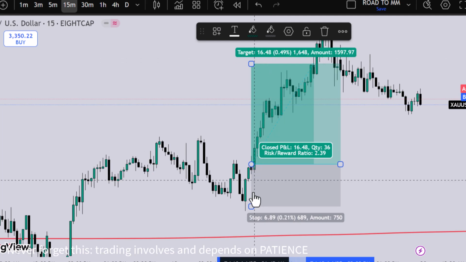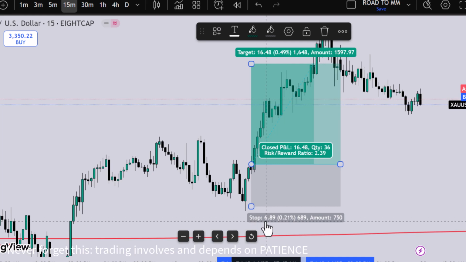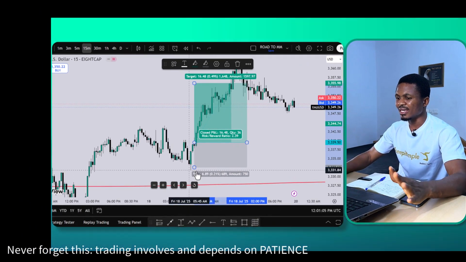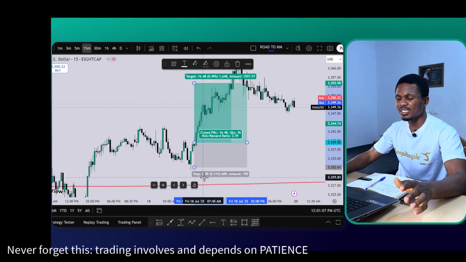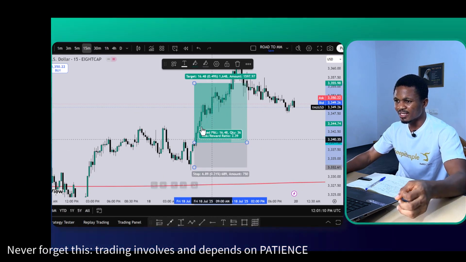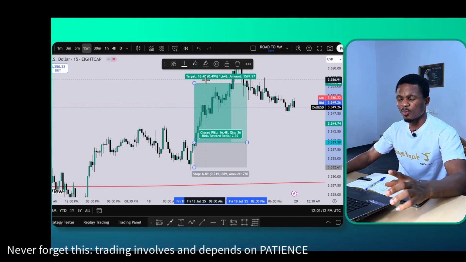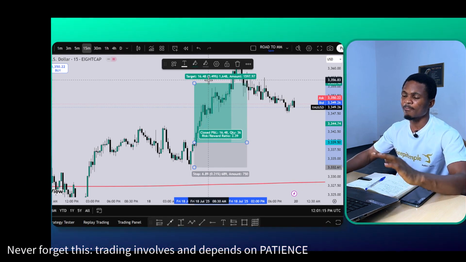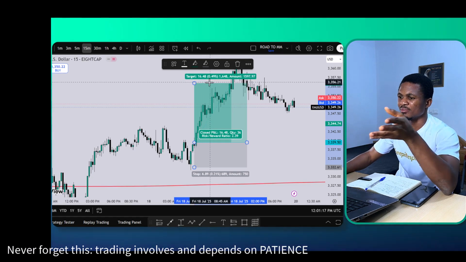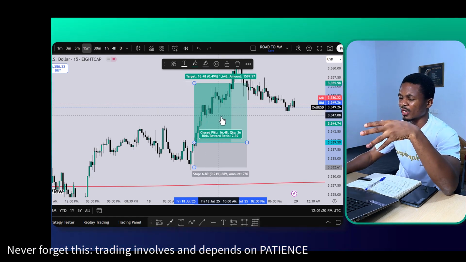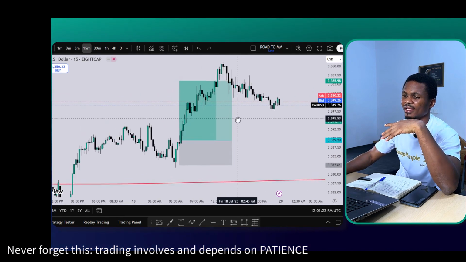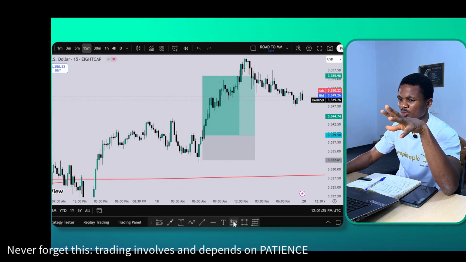All right, and when you come to the bottom, the stop loss, which is 6.89, it's equivalent to 68.9 pips. That is what you need to know. So in this case, you are risking 68.9 pips to gain 164.8 pips. That is the basic way for you to get the pips using this long position tool on TradingView. Let's assume you want to go short.